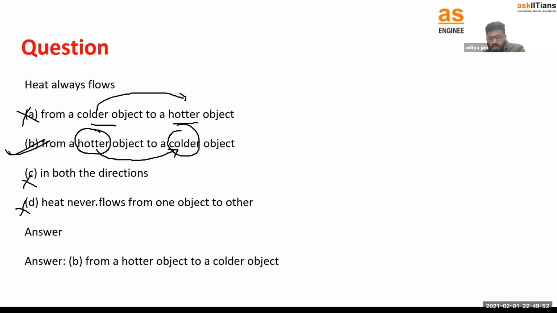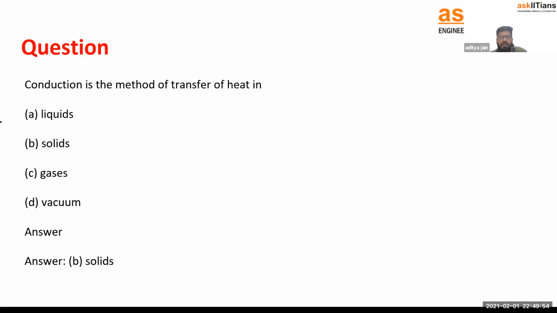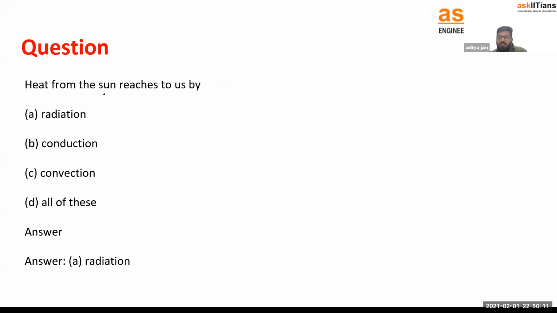Clear? So next question. Conduction is the method of transfer of heat in. Where does the conduction process take place, with physical contact? Mostly liquids, or no, in solids. So the answer will be solids. Option B, solids. Conduction always takes place in solids. Next: heat from the sun reaches us by the process of? Now this is easily remembered. You can remember it in your sleep also. The answer will be radiation.